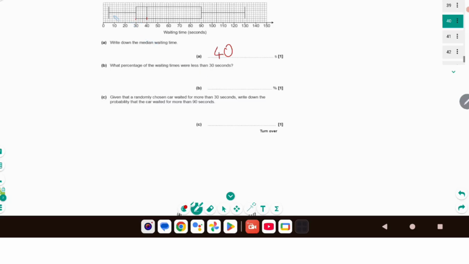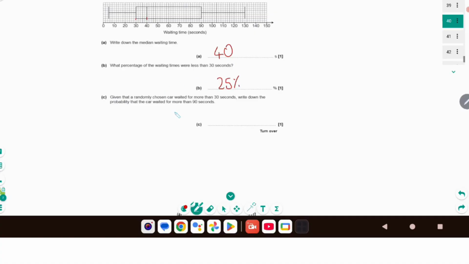So each bit of your box plot is 25%. So 25%, 25%, 25%, 25%, because it's your lowest, shortest time, lower quartile, median, upper quartile, and maximum time. So it's split into quarters, so it would be 25%.